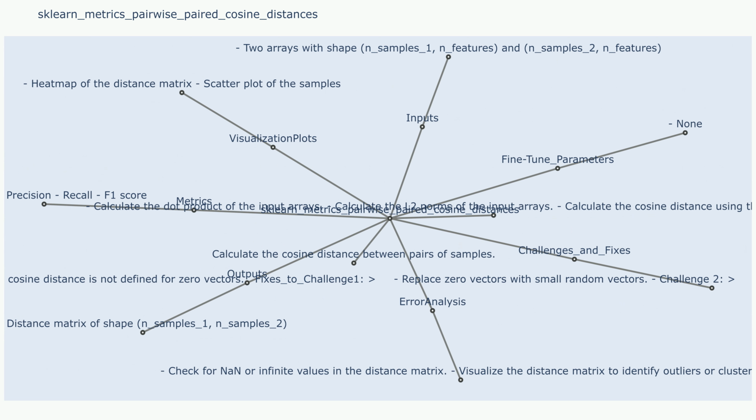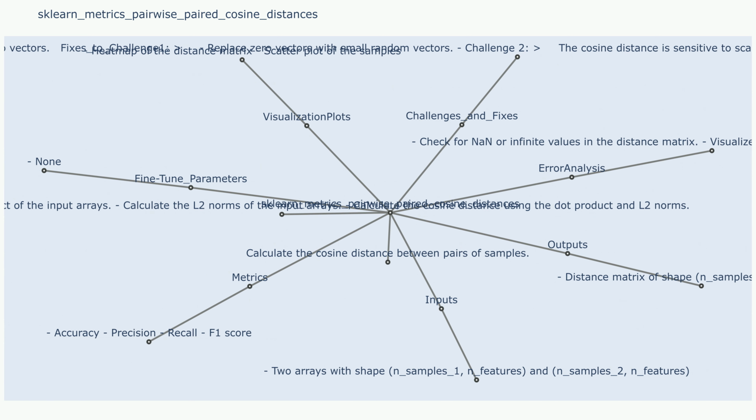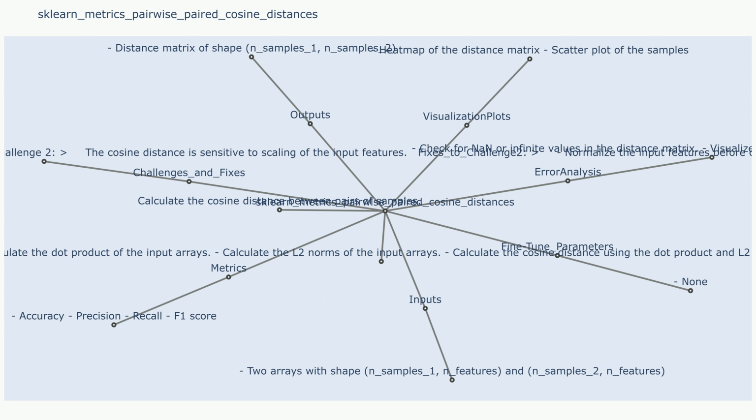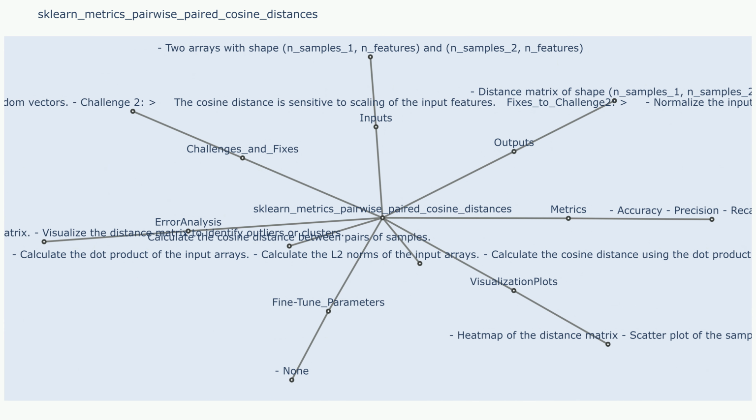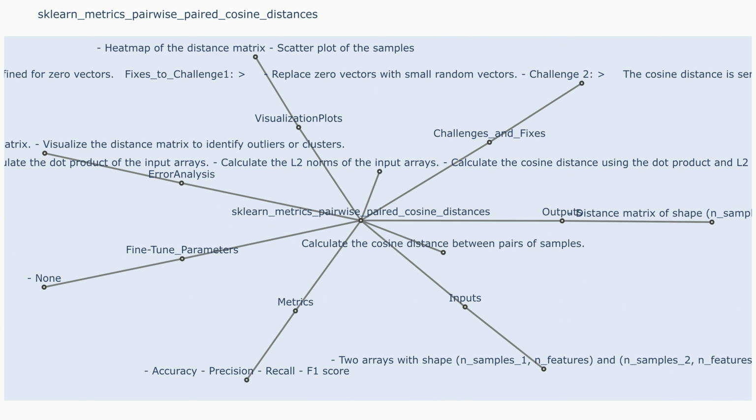Outputs: distances, a 1D array of shape (n_samples_1) containing the cosine distances between the corresponding pairs of vectors in X and Y. Steps: calculate the dot product of each pair of vectors in X and Y. Calculate the norms of each vector in X and Y. Divide the dot product by the product of the norms to obtain the cosine similarity. Subtract the cosine similarity from 1 to get the cosine distance.